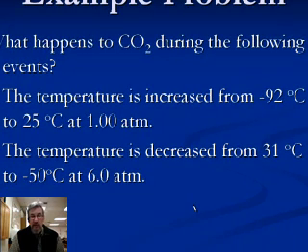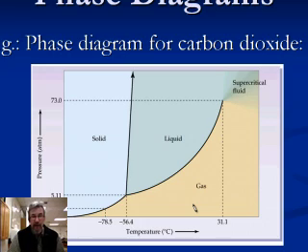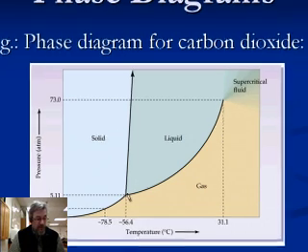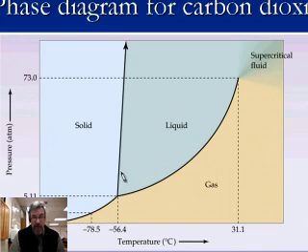The next question is what happens when the temperature is decreased from 31 degrees C to negative 50 degrees C at 6 atmospheres. Going back to our phase diagram, finding 6 atmospheres and 31 degrees C, which is about there, I'm going to decrease the temperature down to 50 below zero. So I move backwards on the temperature scale without changing the pressure to about 50 below, somewhere in there. That's my movement.